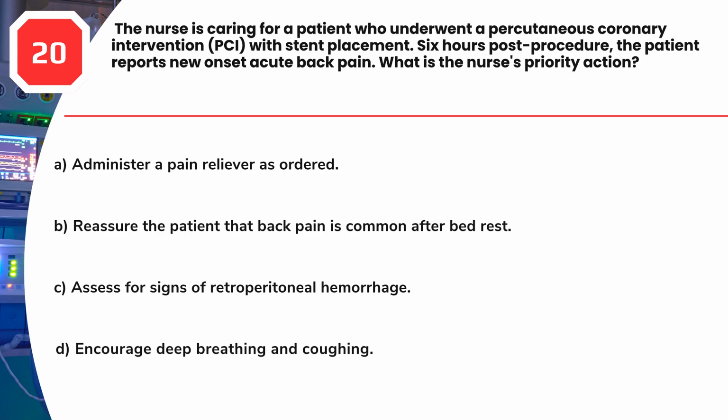Question 20. The nurse is caring for a patient who underwent a percutaneous coronary intervention, PCI, with stent placement. 6 hours post-procedure, the patient reports new-onset acute back pain. What is the nurse's priority action? A. Administer a pain reliever as ordered. B. Reassure the patient that back pain is common after bed rest. C. Assess for signs of retroperitoneal hemorrhage. D. Encourage deep breathing and coughing.